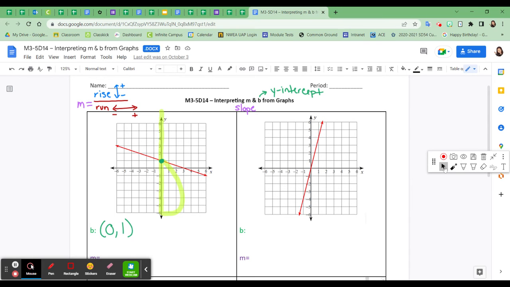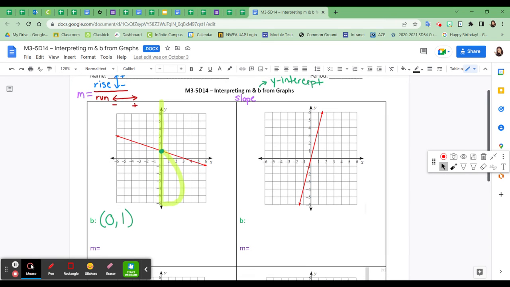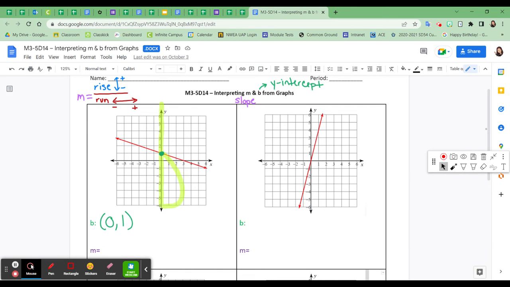Next, we need to find our slope, or M. To do this, we're going to choose one other good point. This one looks good here. It's on the corner. If I look at M, we're going to start with our rise. From our green dot, we need to decide if we are going to go up or down to get to the purple. We need to go down 1, and that's -1. That goes in our numerator.